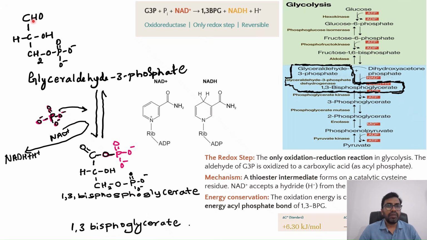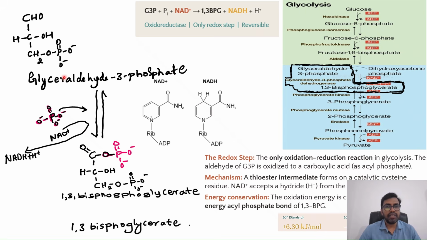Here there will be a conversion of this aldehyde group into a carboxylic group, and there is a formation of an acyl phosphate group. Acyl phosphates are formed by the combination of the carbonyl carbon with the phosphate group over here. This will form an acyl phosphate, and the other things are the same here.